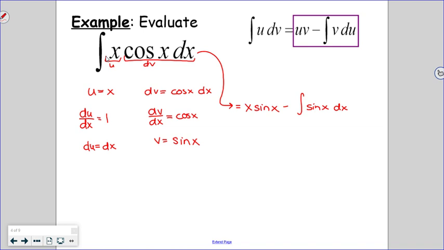And then the last thing we want to do is clean this up. So I would go to the integral part of it. Do I know this integral? What is the antiderivative of sine x? Negative cosine x, right? Plus c. And then negative, negative.